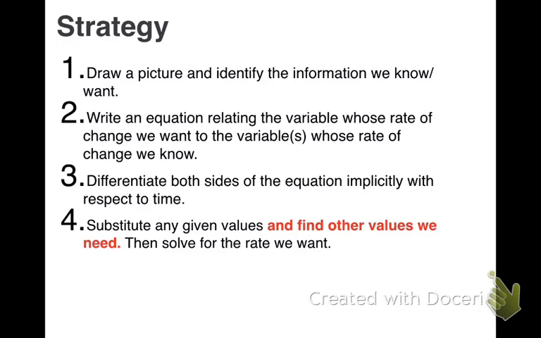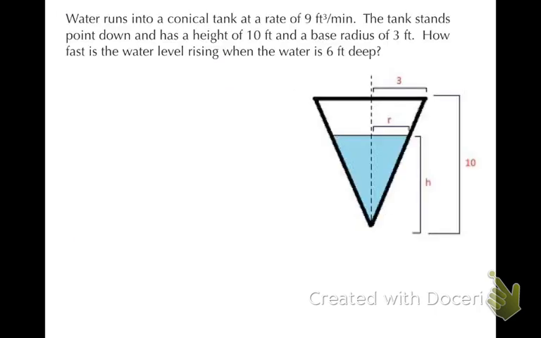Now, in that last lesson, it was an introduction to these problems. We get ourselves organized by drawing a picture and identifying what we know and what we want, come up with some equation that relates the variables we're working with, differentiate both sides implicitly, then and only then substitute in what we know and perhaps do a little work to find something we don't know in order to get what we want. We've got three examples today.